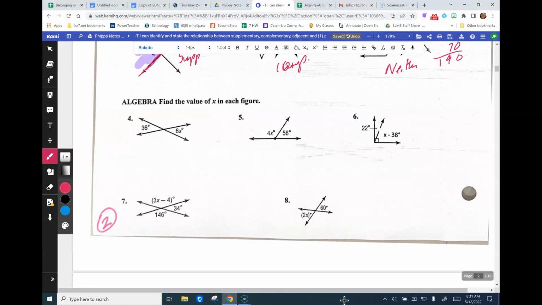Look at number 4. What kind of angles are those? Those are vertical angles, so therefore they are equal. 6x is equal to 36. They are congruent angles, so they're equal in measure, so x is equal to 6.